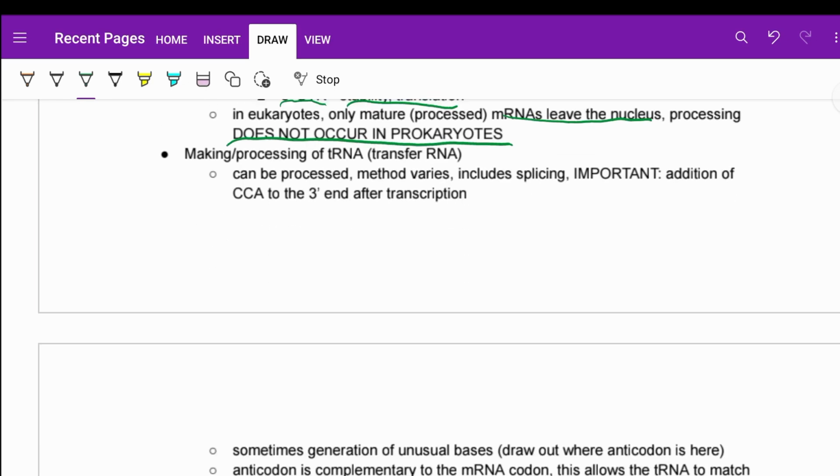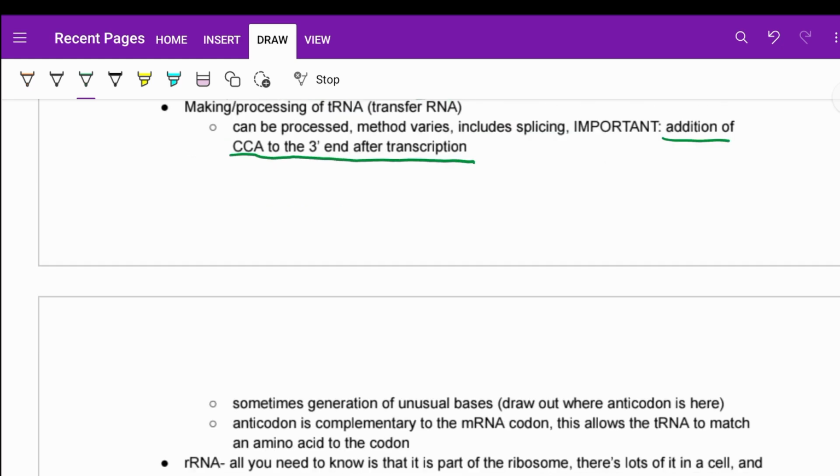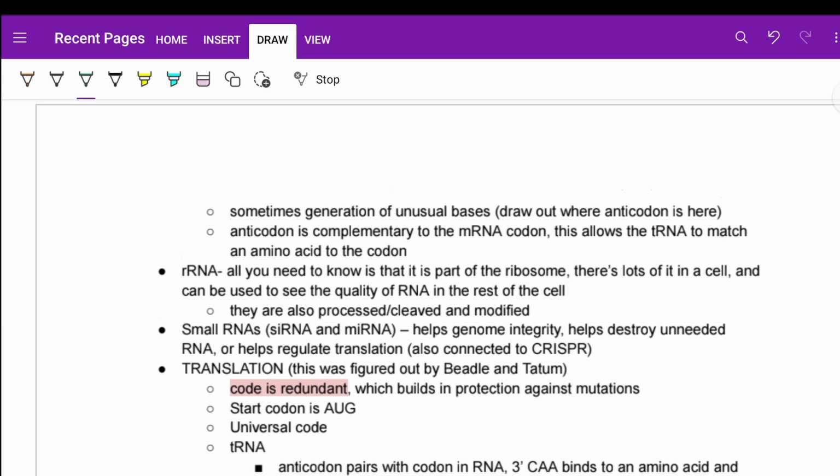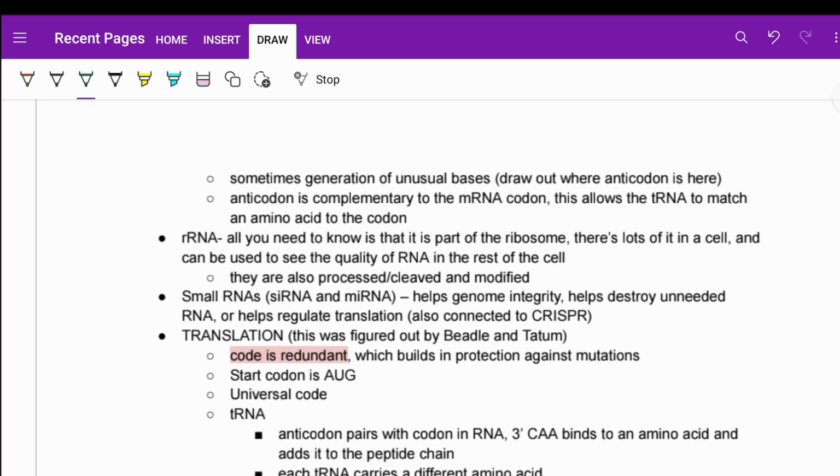tRNA can also be processed, but the main important processing that you need to know is addition of a CCA to the 3' end after transcription. This will allow an amino acid to bind to the tRNA. So that's the really important part. And you sometimes generate unusual bases, which we'll get into later.